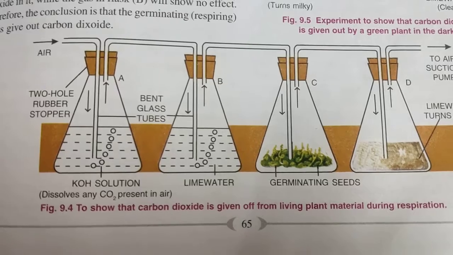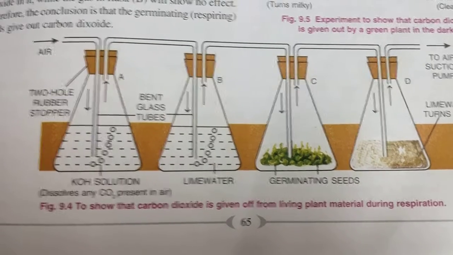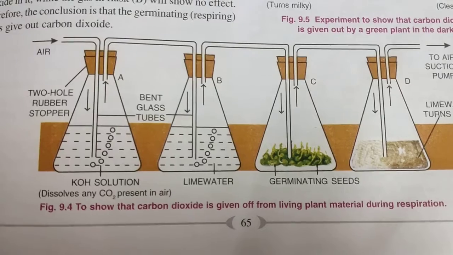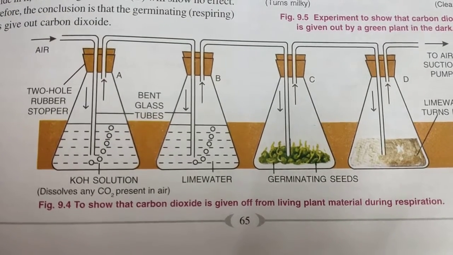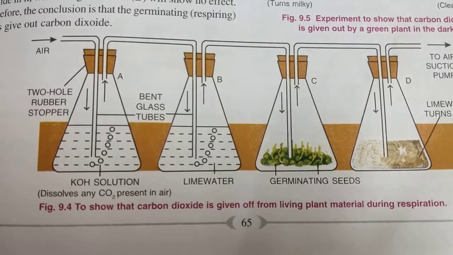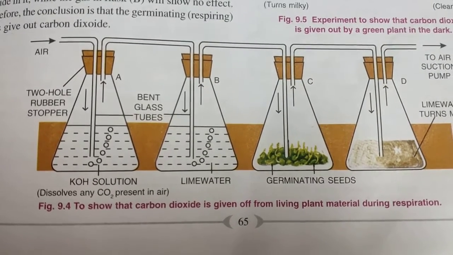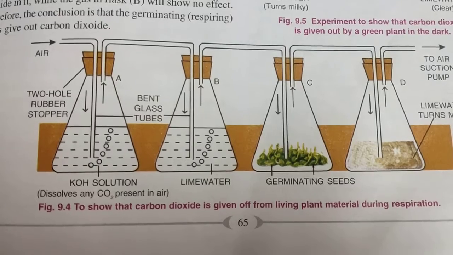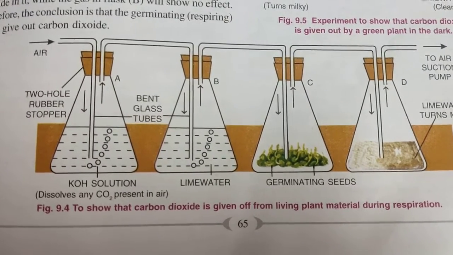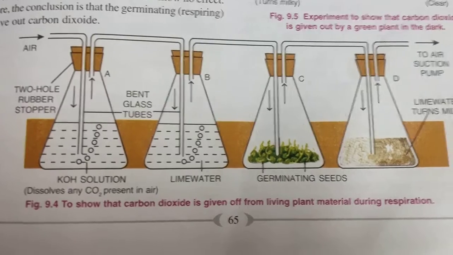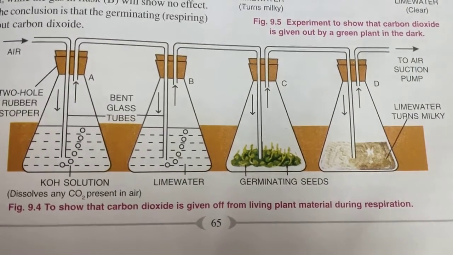Now the lime water in flask D turning milky doubtless proves that the source of CO2 was only the germinating seeds, because the air which has entered inside A has passed through KOH solution and lime water. So it is not possible for any CO2 to be present, right? So whatever CO2 is turning lime water milky in flask D, it has come from the germinating seeds' respiration.